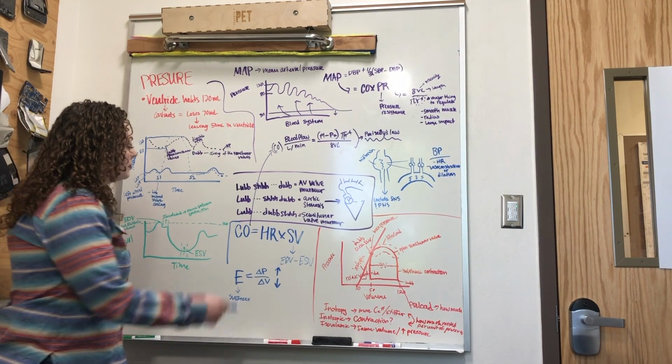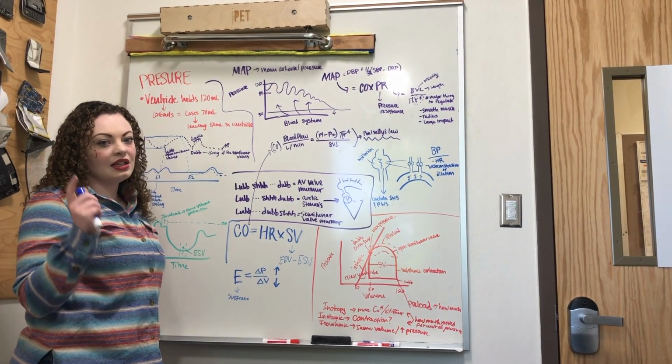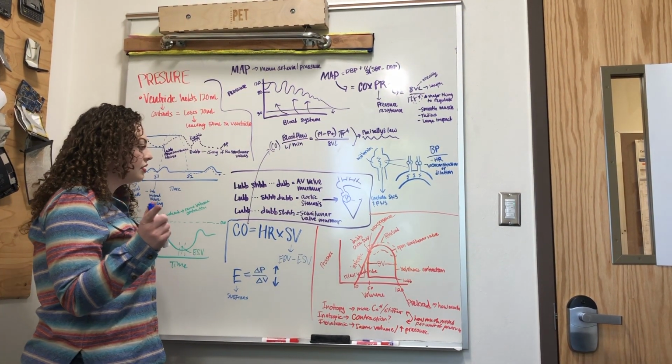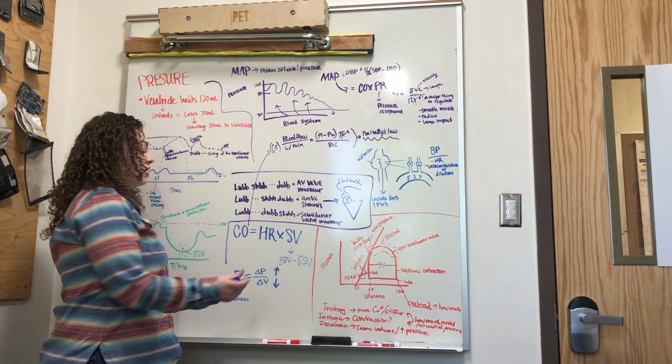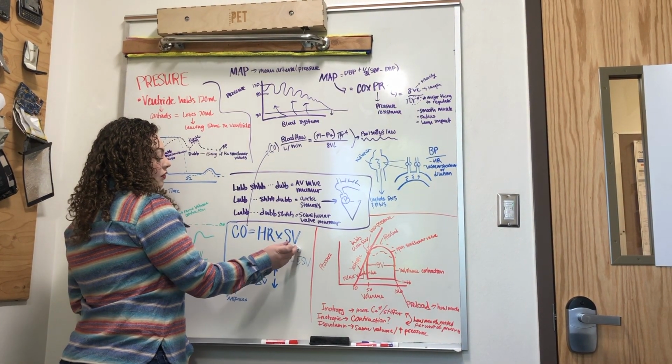Okay, so now cardiac output. That is very important because we need to know how much our heart is pumping out. So that's determined by two things: heart rate and stroke volume.